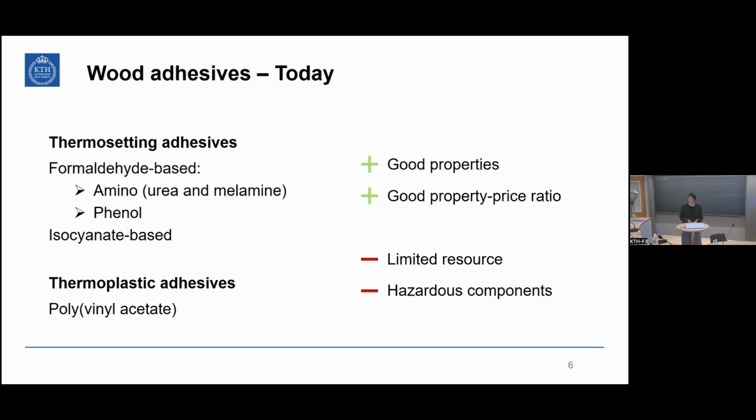However, they have some disadvantages. The main ones are that they come from limited resources, and also they contain hazardous components, for example formaldehyde, which is recognized as carcinogenic by the World Health Organization. Most adhesives today are formaldehyde-based and fossil-based, but in history, bio-based adhesives were used before fossil-based adhesives. For example, natural gum or adhesives coming from blood or casein. And because of the fast reactivity, in the 20th century fossil-based adhesives replaced them, so they went off the market.